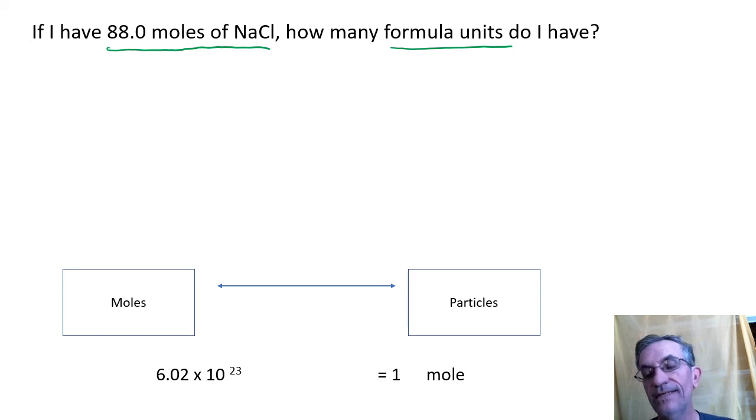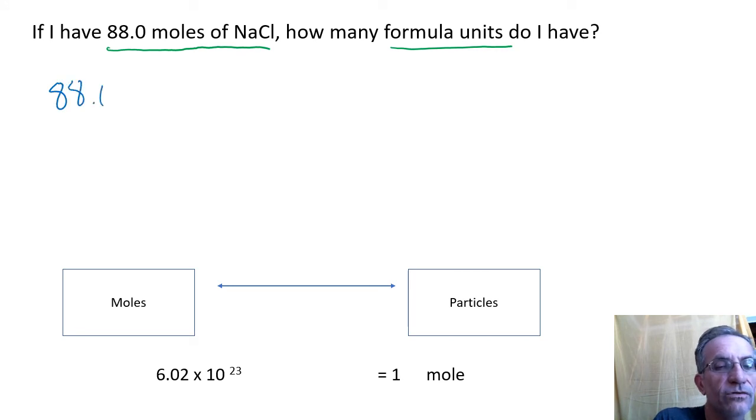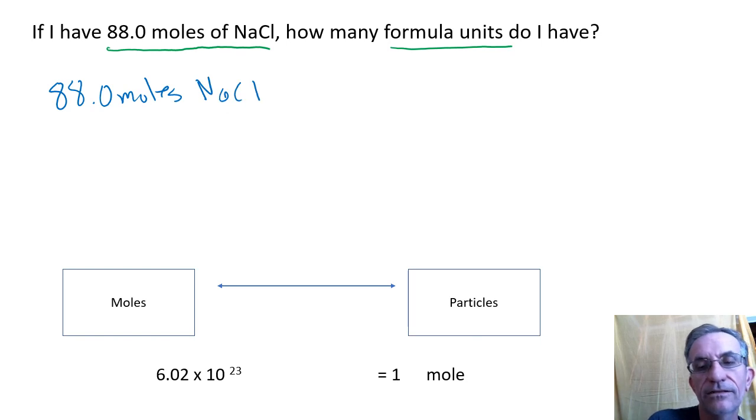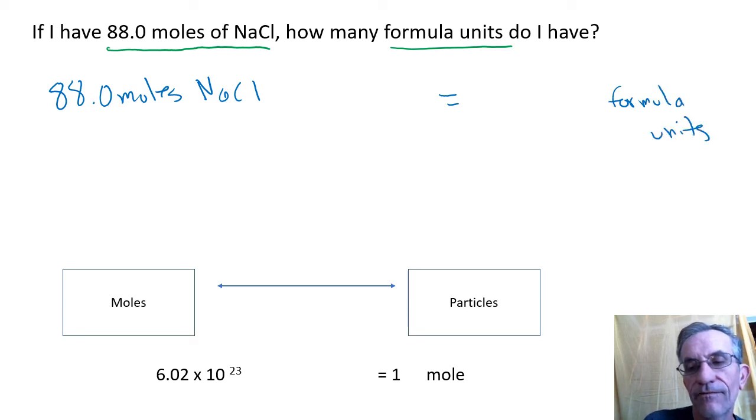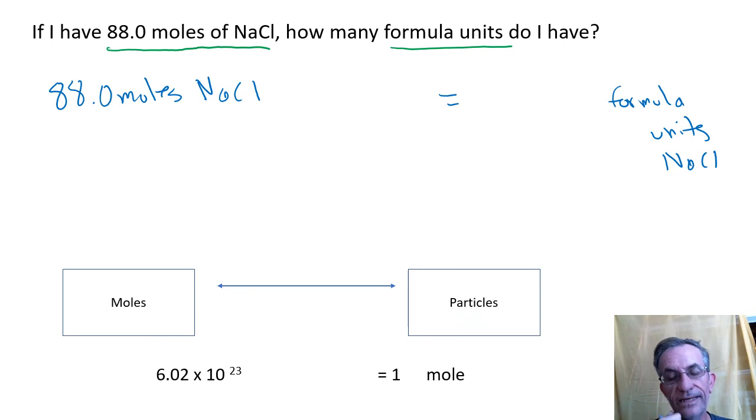Okay, so now we can convert, right? So this is a converting problem. So we are going to go from, well, it's just converting, right? Write down your beginning number and unit. 88 moles of NaCl. We are going to formula units of NaCl. So write down your beginning number unit, write down the unit you're going to, and in the middle here, we have to put a conversion factor.